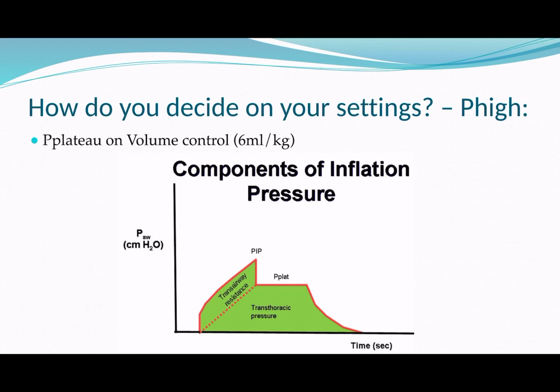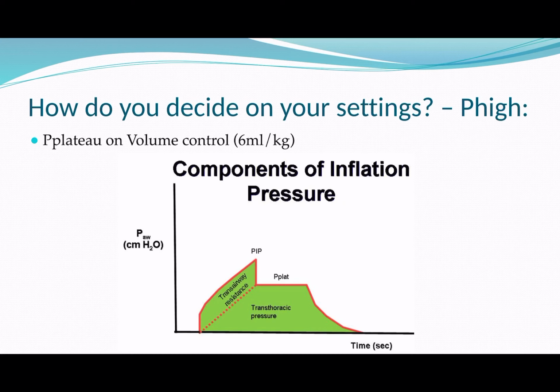Where this comes from is a lot of work looking at acute respiratory distress syndrome and severe respiratory diseases, where so-called lung protective volumes are slightly lower tidal volumes than we used to give. So if it's an 80 kilo patient, set it at 480. 6 times 80 is 480.